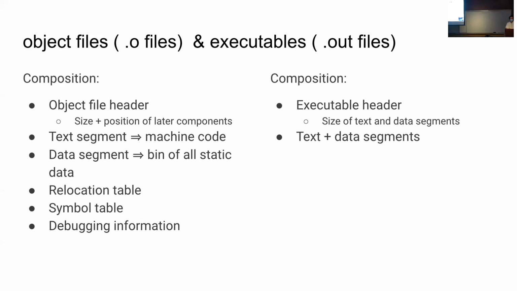And then the relocation and symbol table and some debugging information. And then the composition of executables are again simplified through the linking process. It contains a header, which has the size of the text and data segments, and then the text and data, and then that executable is loaded into memory by that loader.